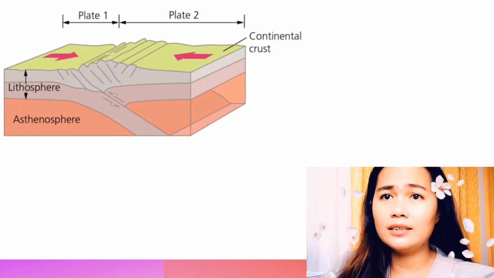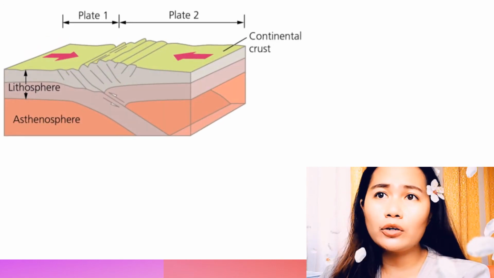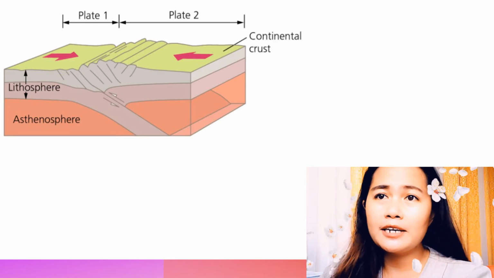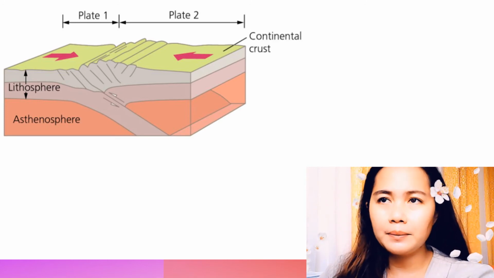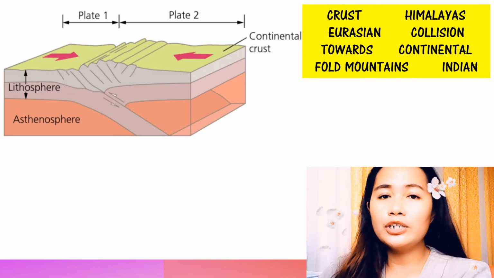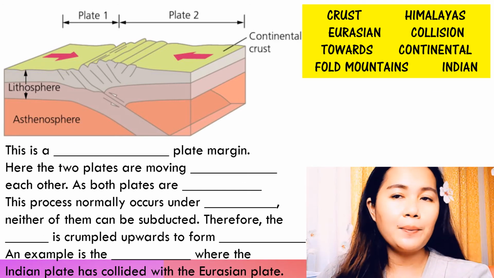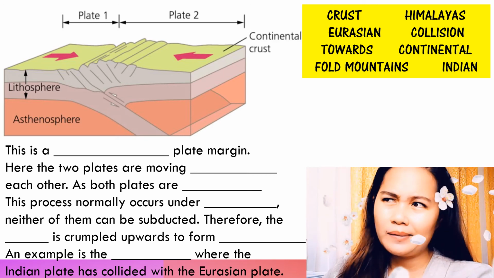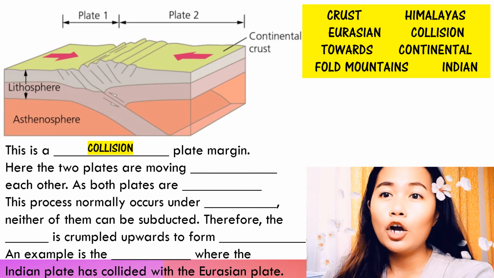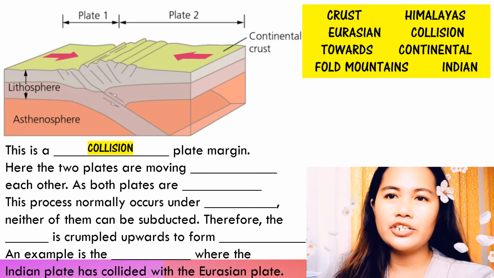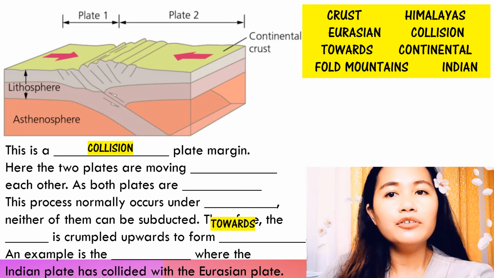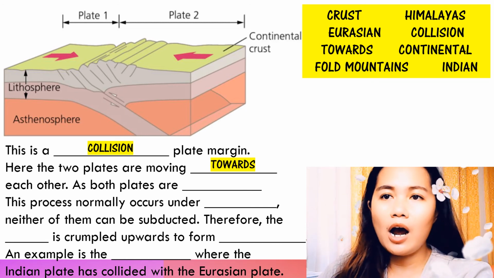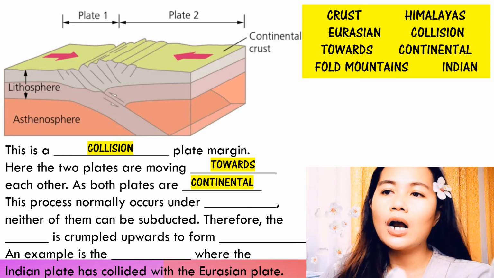Next figure. Duha ka continental crust nagbangga. Plate 1 and plate 2. Nadan siya gifold diha. Nga yuta sa babaw. These are the words to choose from. Let's complete the paragraph. This is a blank plate margin. This is a collision plate margin. Here, the two plates are moving towards each other. And as both plates are continental, continental.